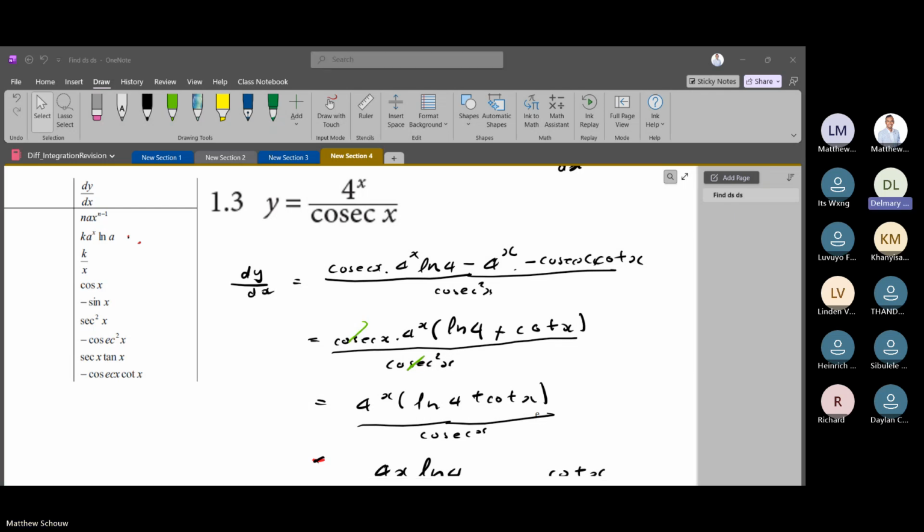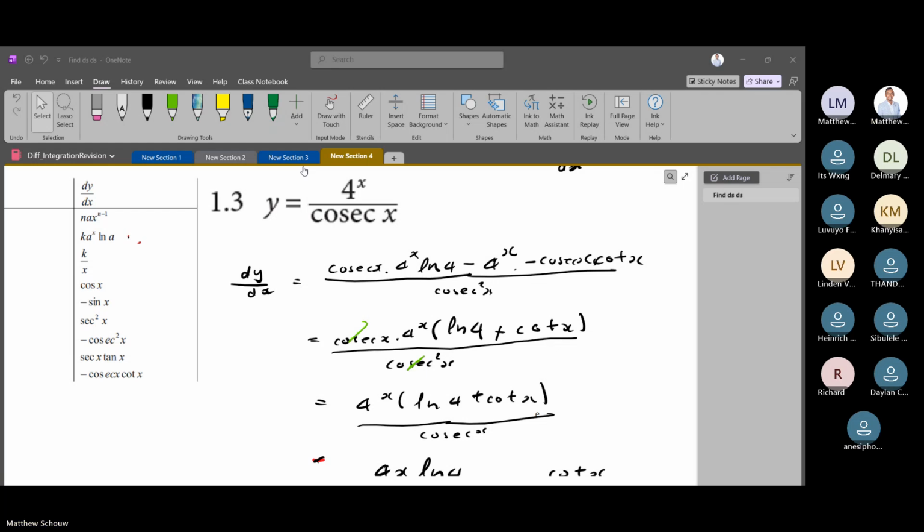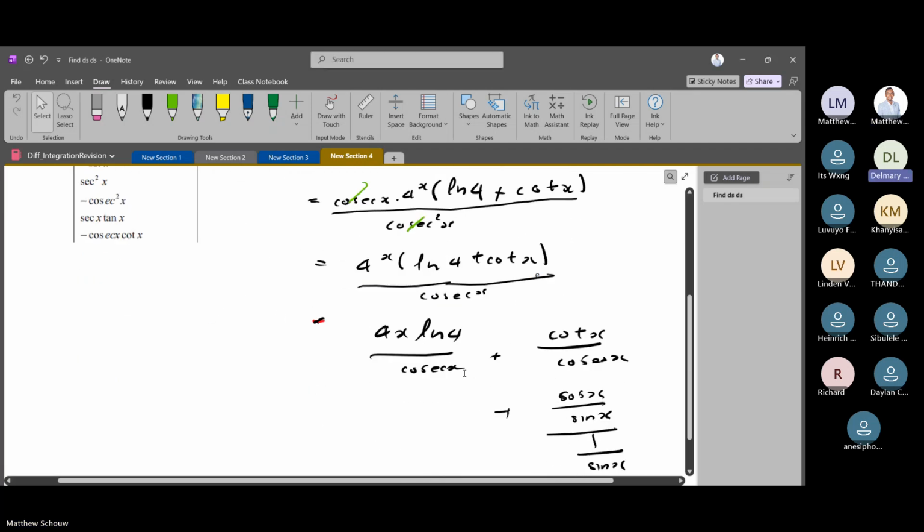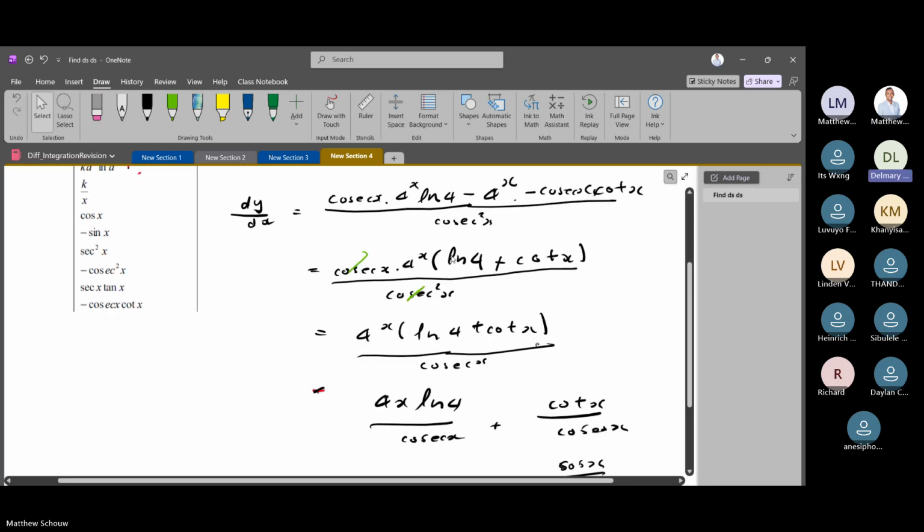Yeah, but just one question. Isn't that 4 to the power x ln 4 plus cot x? Let me just quickly see. Okay, got what I want to do. You're saying, where we are now, 4x ln x in brackets over cosec x. Isn't that 1 over cosec x then equal to sine x?